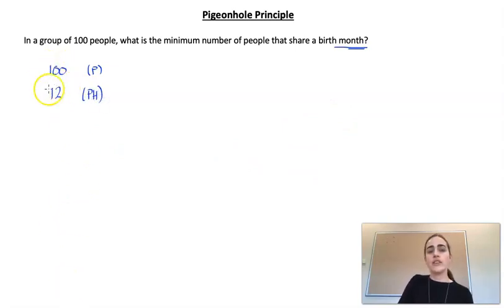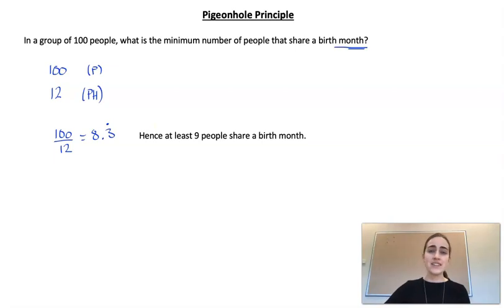So we want to know the minimum number of people that share a birth month. We would go 100 divided by 12, which is 8.3 recurring. And again, we always round up. So therefore, we have to have 9 people that share a birth month, at least. Just to reiterate, this doesn't tell us what is happening. It's telling us that at least, as a minimum, so we're putting this limit on it, there have to be 9 people who share a birth month. But for all we know, all 100 people could be born in January. We don't know, but we know that there's that limit of at least 9 people having to share a month.